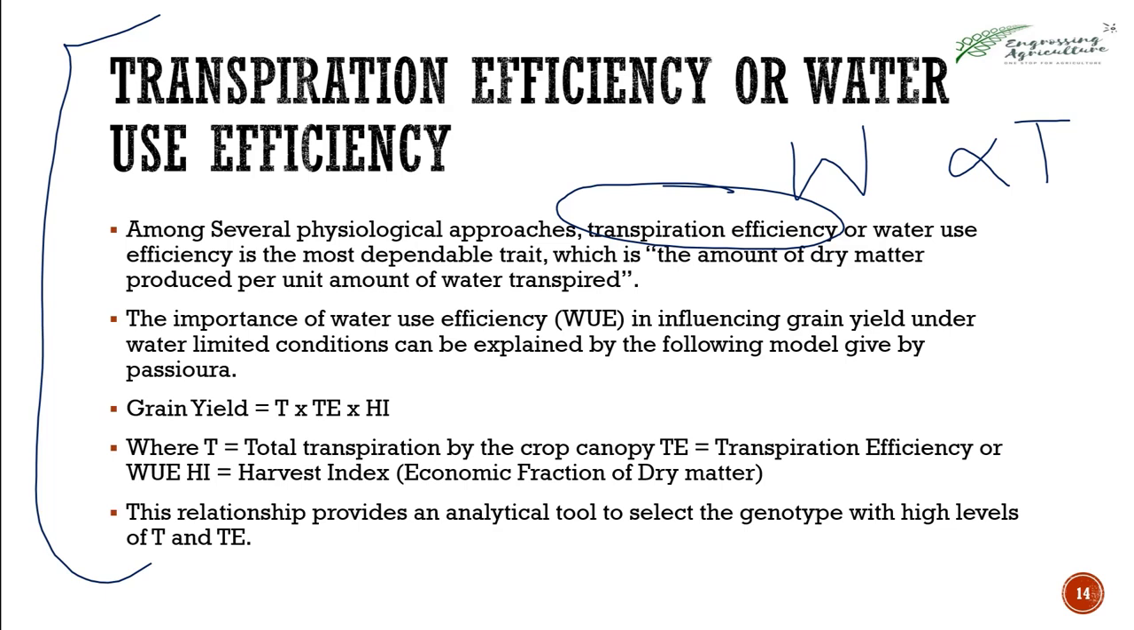Total transpiration of crop canopy, this thing, you can read it here. Transpiration efficiency, harvesting index, and grain yield. So grain yield is dependent on all these three factors.